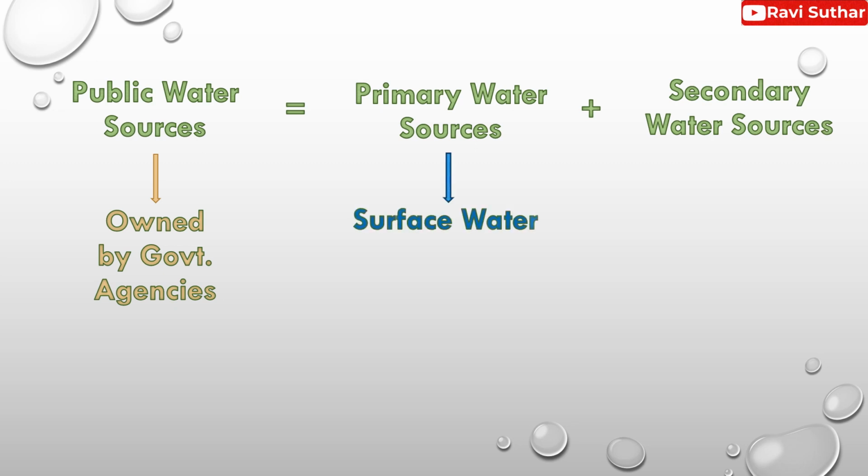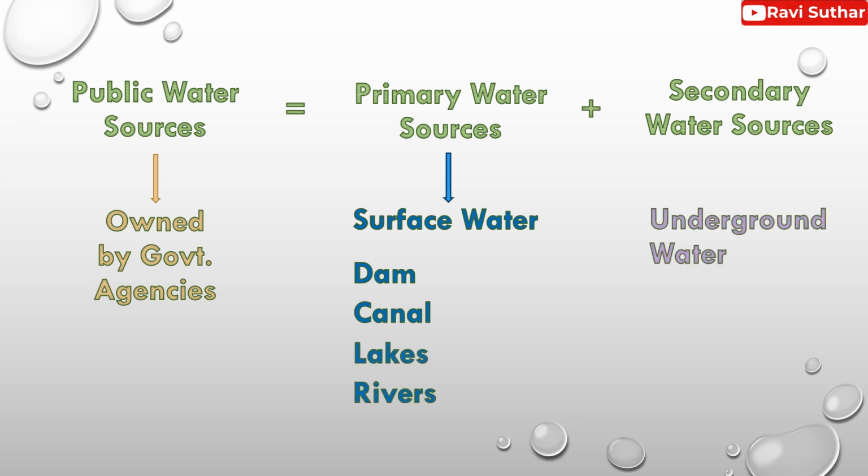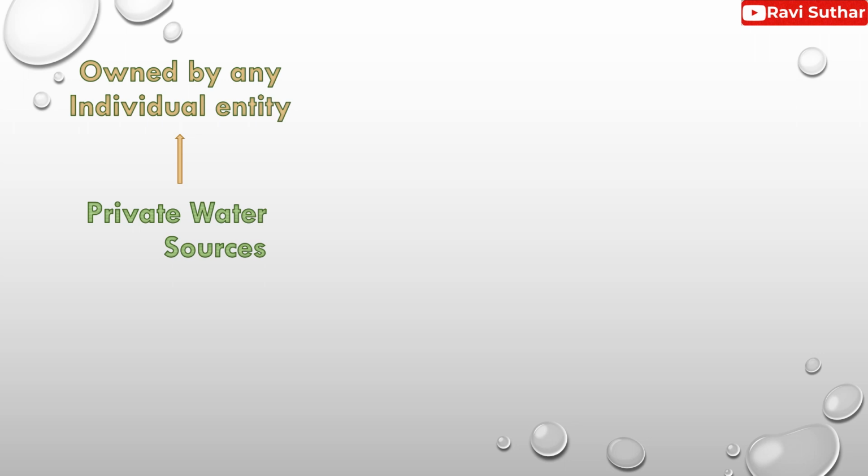Primary water sources are in the form of surface water such as dams, canals, lakes and rivers. Secondary water sources are in general underground water sources wherever the underground water is potable, and these are developed in the form of open wells and tube wells. However, the percentage of secondary water sources is less compared to primary water sources, but these are part of public water sources.